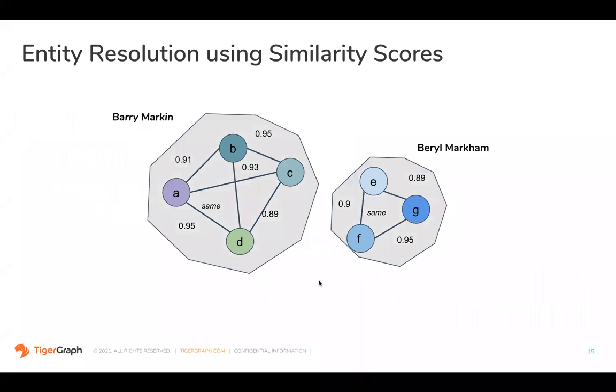After we have these similarity scores, we can then do a grouping, a community, if you will, and say, okay, we determined based on these very high scores that these 4 digital entities are actually the same human entity, Barry Markin. And these 3 digital entities are in fact the same physical entity, Beryl Markham. So that's how graph and similarity algorithms can be used for entity resolution.